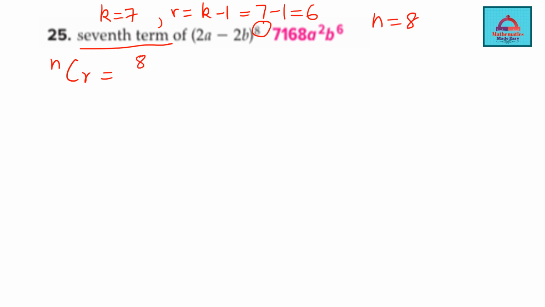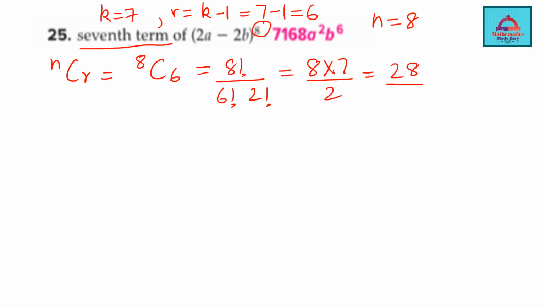So 8C6 is going to give you the binomial coefficient. When you open it using the combination formula and simplify, this is going to come out to be 28. So we have got the binomial coefficient.